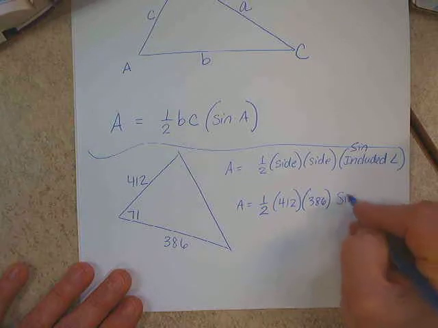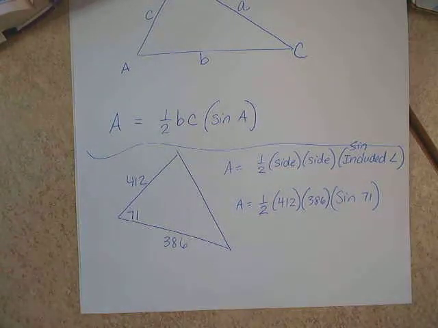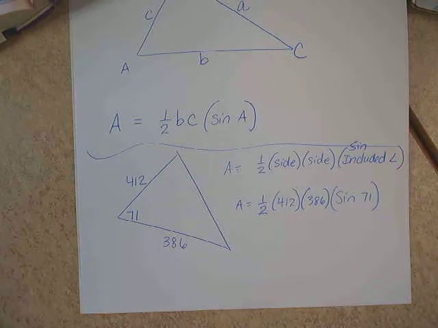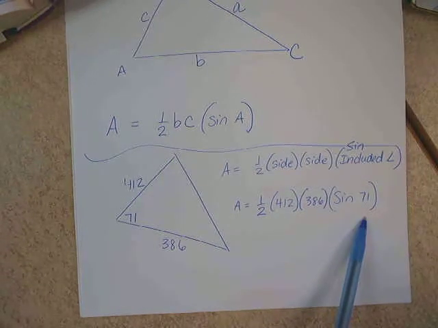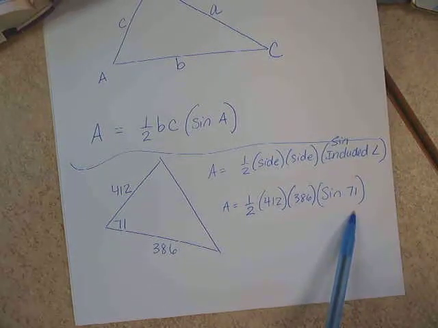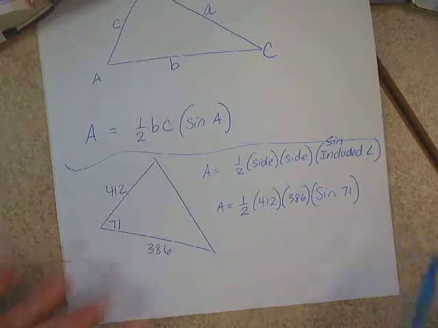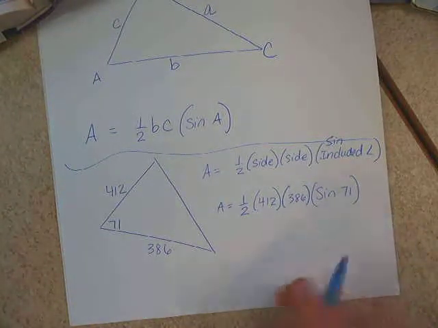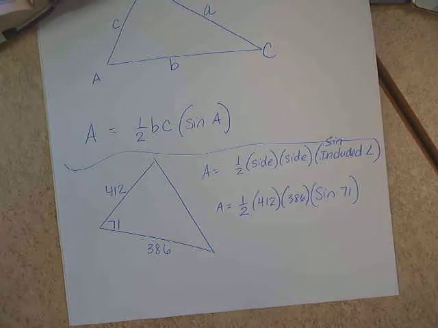times 386 times the sine of 71. Depending on your calculator, you might have to calculate the sine of 71 first and then multiply by the rest. If the calculator will do this all for you, great. Okay, if you plug all of this in, I'd like you to try that right now and make sure you get the right result.